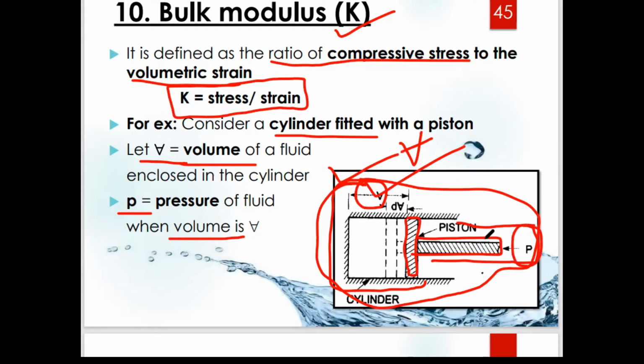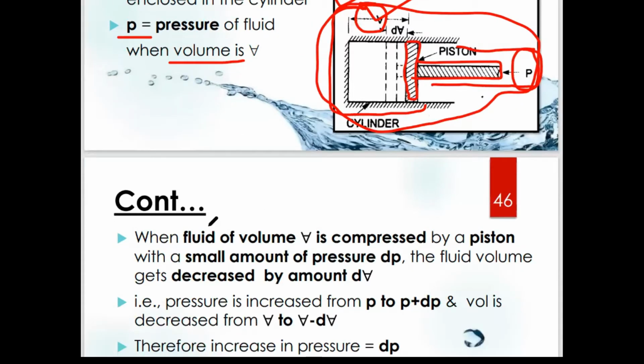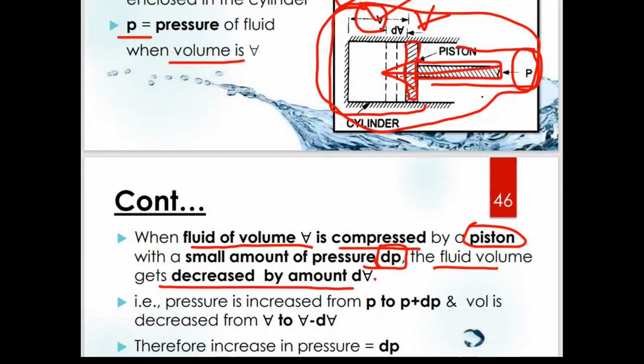Next we'll apply some force on this piston. We'll compress the fluid of volume V by applying a small amount of pressure, dP, to the piston. Then what happens? The fluid volume gets decreased by an amount dV. You can see in the figure here.